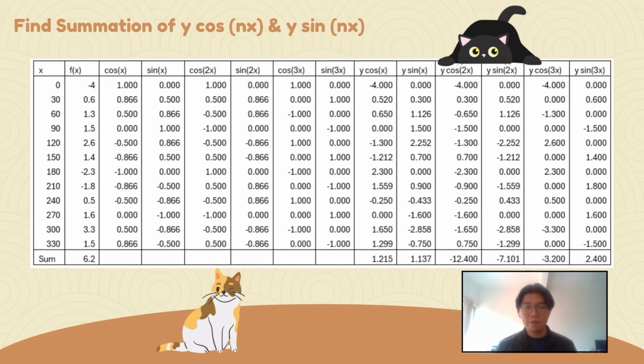Okay, now for the first step, we need to find the summation of y cos nx and y sin nx. By using the given data and putting it in Excel, we can easily find the summation of the given value and then the value of y cos nx and y sin nx. We need to find for each x, which is the first one, y cos x and y sin x, y cos 2x and y sin 2x, and lastly y cos 3x and y sin 3x, because the question wants us to find up to the 3rd harmonic analysis.